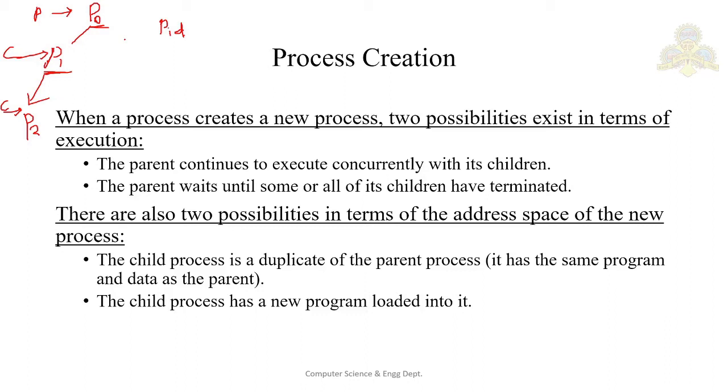Again, there are another two possibilities in terms of the address space of the new process. The child process can be a duplicate of the parent process, that means it has the same program and data as the parent. Or the child process has an altogether new program loaded into it. These are the two possibilities in terms of the address space of the new process. So this is regarding process creation.